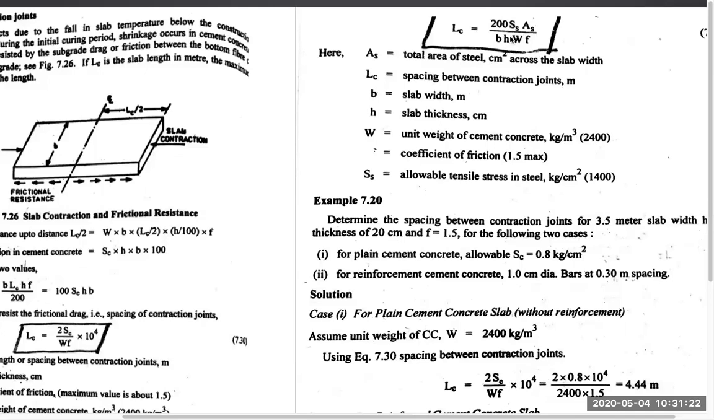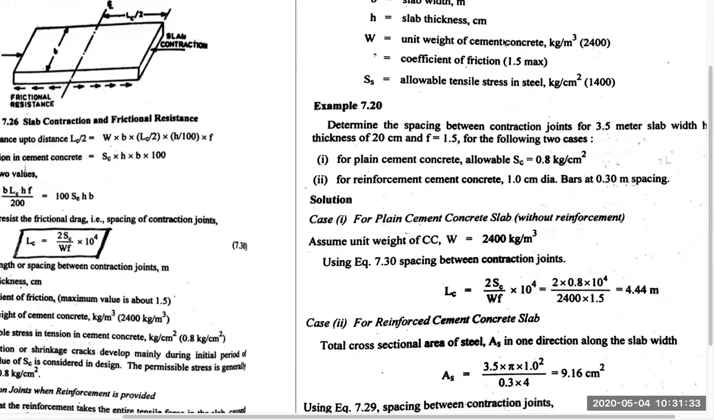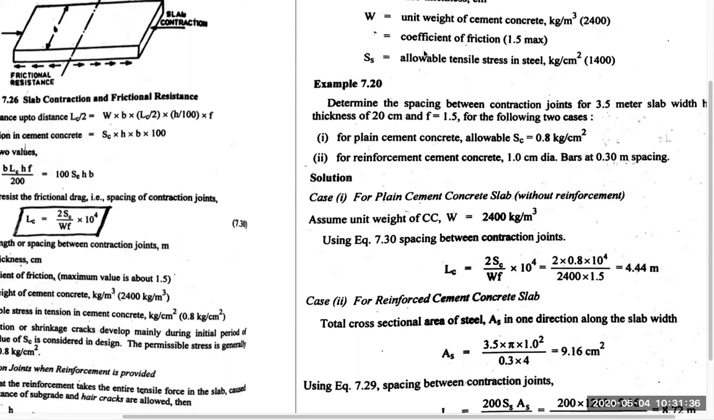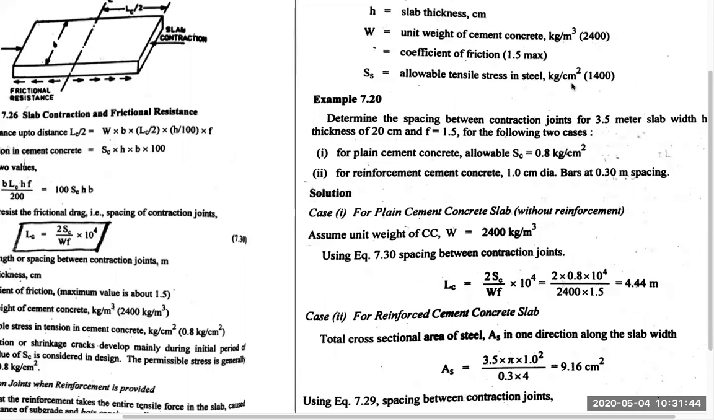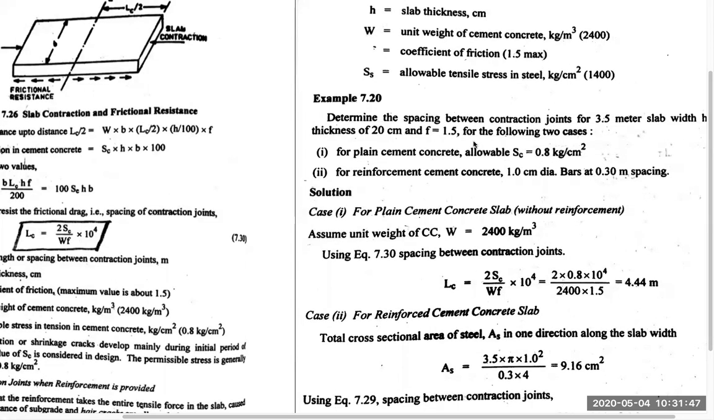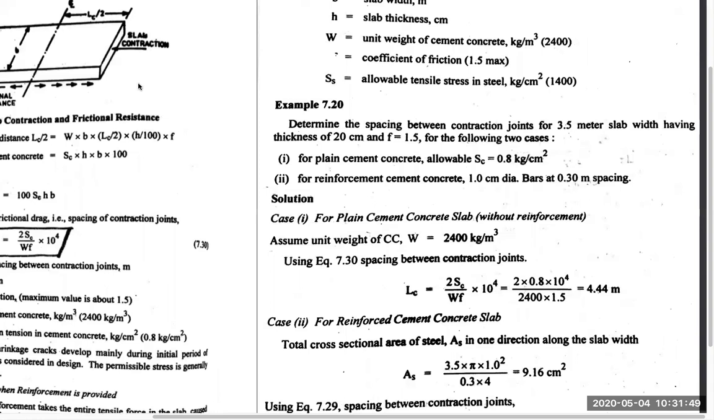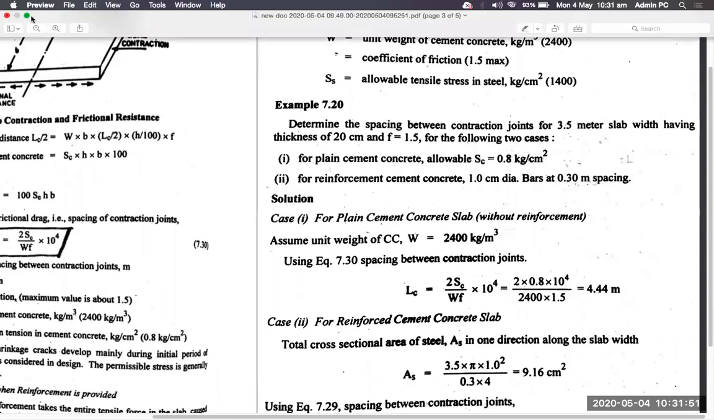Like H, I have told. Okay, while deriving the equation, it has been taken care of, and they are divided by 100. That's why we are taking it directly in centimeters. Okay. So allowable tensile stress of steel is in kg per centimeter square. If not given, this is the value, 1400. Okay. We'll just look into one numerical on how to solve the problem with respect to the contraction joint.